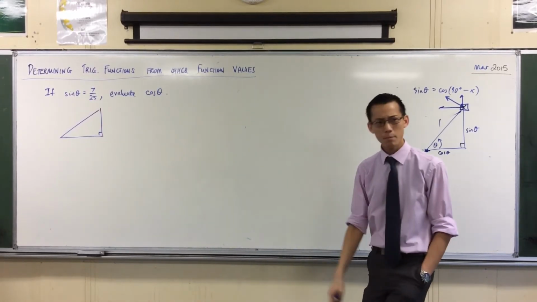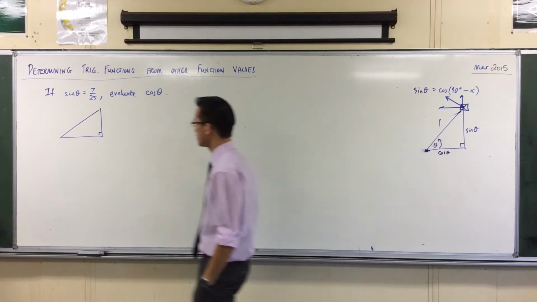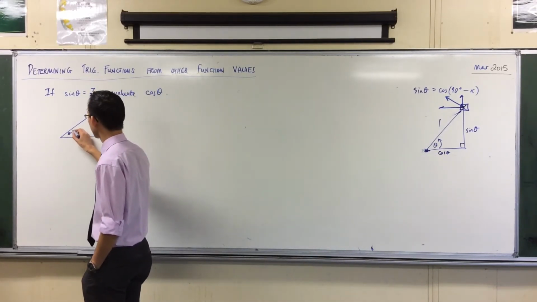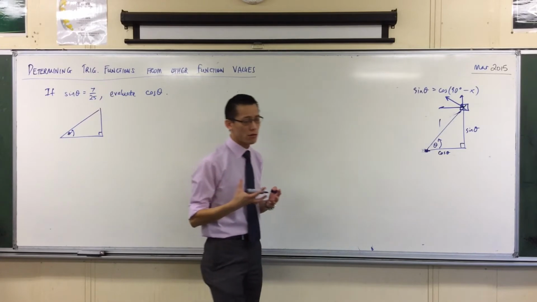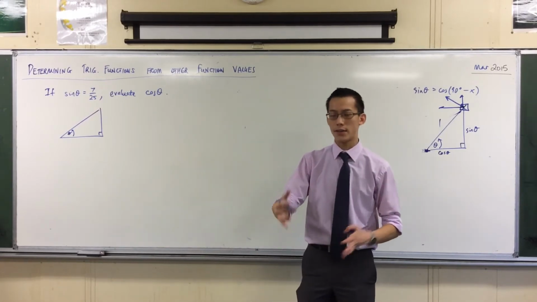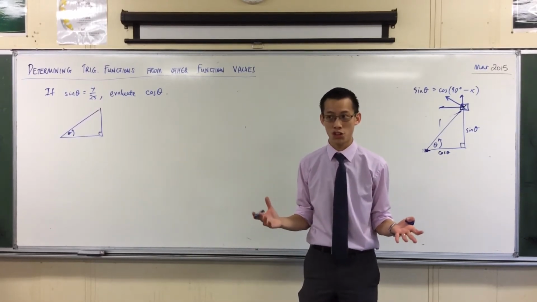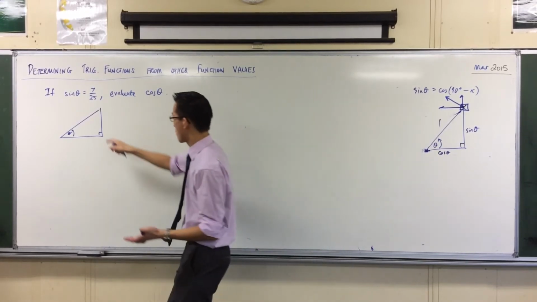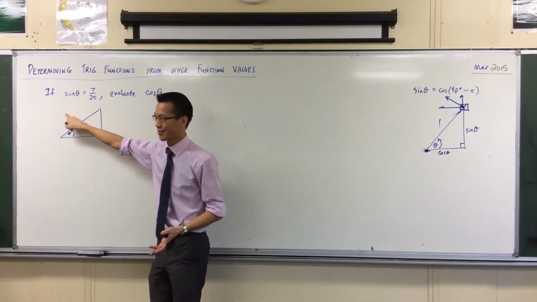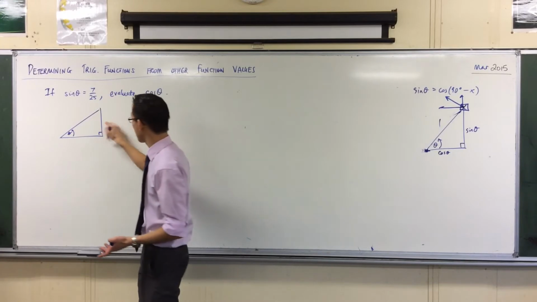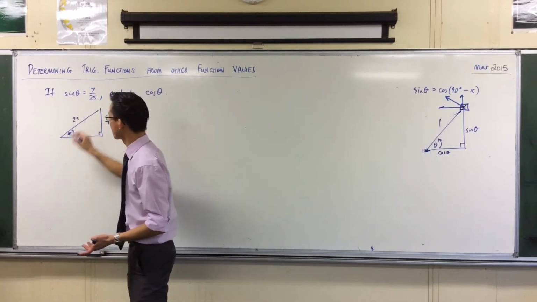Excuse me. If I put theta in the corner, and I know that sine theta is 7 on 25, sine is which ratio? Which two sides? Opposite on hypotenuse. Opposite on hypotenuse, okay? So I've got 7 over 25, right?